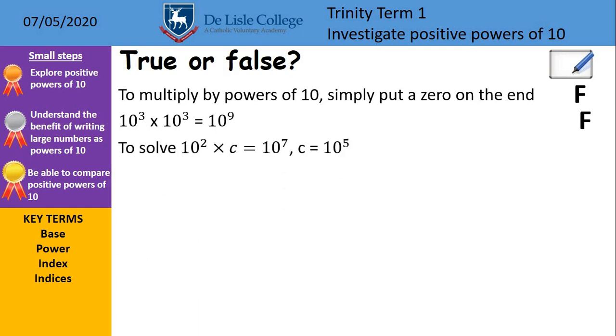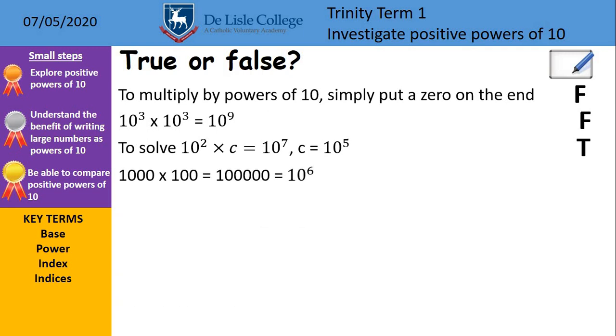Throughout this, if you're unsure of something, double check on a calculator and that will prove it to you as well. Next one, to solve 10 squared times c equals 10 to the power of 7, I'm suggesting that c is 10 to the power of 5. Using what I've just mentioned on the previous question, hopefully we can get a full house on this one. Okay, so that one is true. We're adding the powers, so we need to make 7. We need 2 plus 5, so it would be 10 to the power of 5.